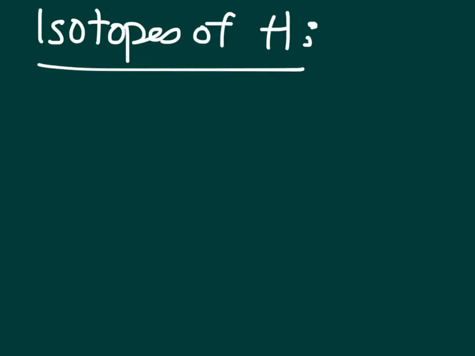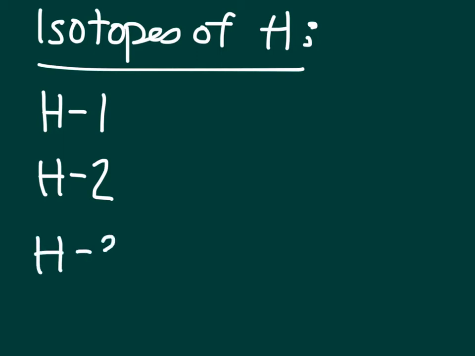Hydrogen has 3 isotopes. Hydrogen 1, hydrogen 2, and hydrogen 3. You'll notice when we abbreviate an isotope, we simply write the symbol and then the mass number. So that refers to the mass. So this is mass number.